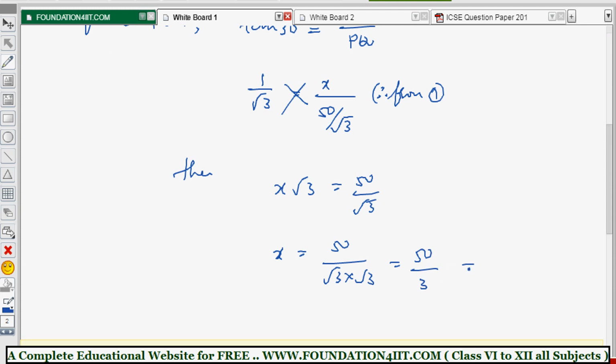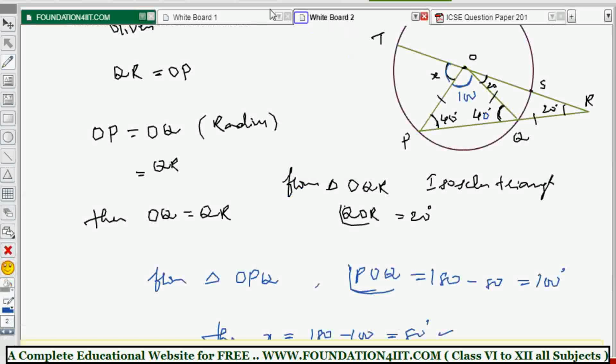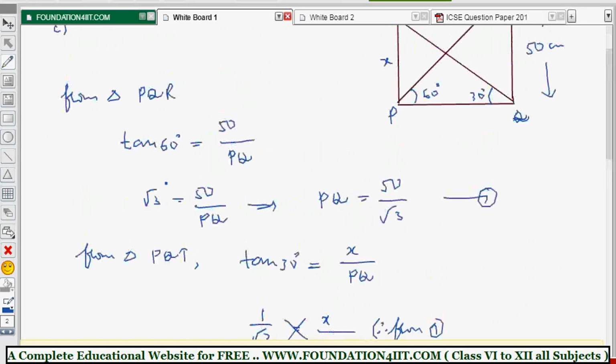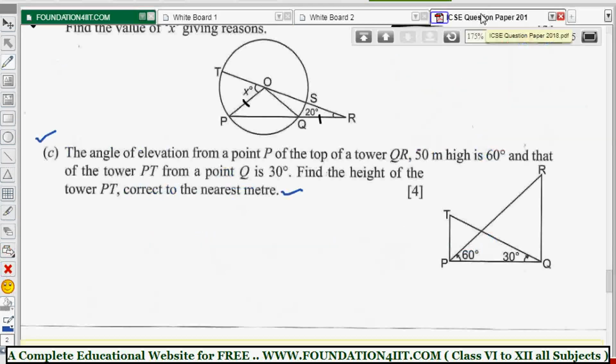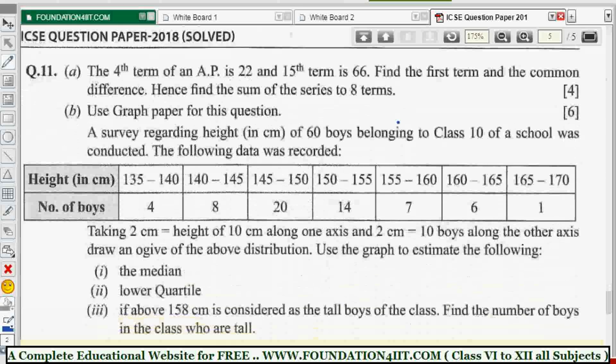So 50 by 3 is 16.66 and so on. So it is approximately 17 meters. According to the question, they asked nearest to meter. So 16.66 is 17. So 17 meters you can take. So that is question number 10. And next we will continue with the 11th question.